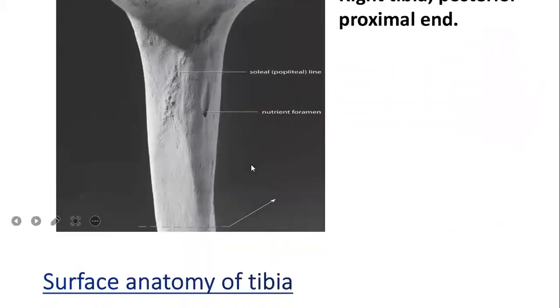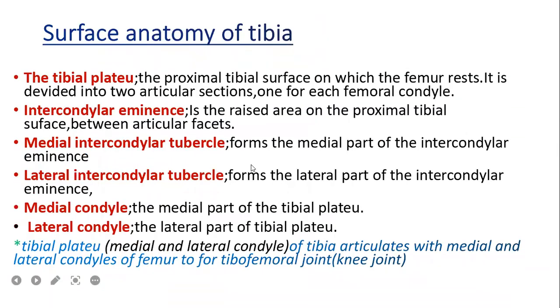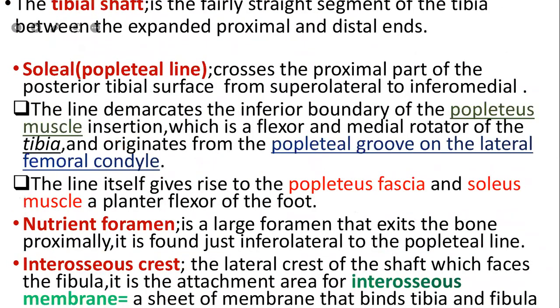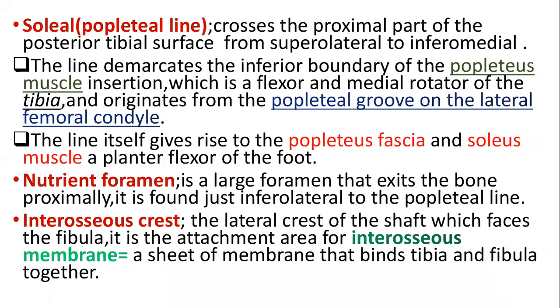Let's check what its basic function is. So the nutrient foramen is a large foramen that exits the bone proximally. It's found just inferolateral to the popliteal line. So as I said earlier on, it's the point where the neurovascular vessel enters into the bone, which is essential in supplying the bone with the required nutrients.